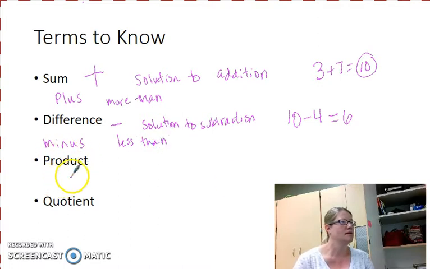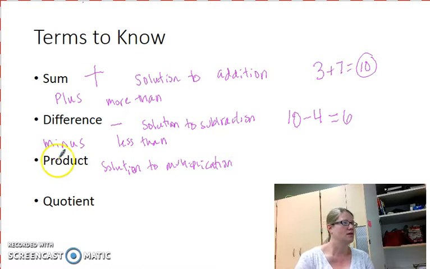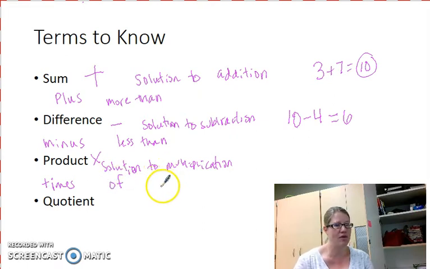The product, that is going to be the solution to a multiplication problem. Solution to multiplication. Alright, so let's actually write a multiplication symbol. This may also be times. Sometimes the word of, like if I wanted to know what 1/2 of 10 was, that would be multiply 1/2 times 10.